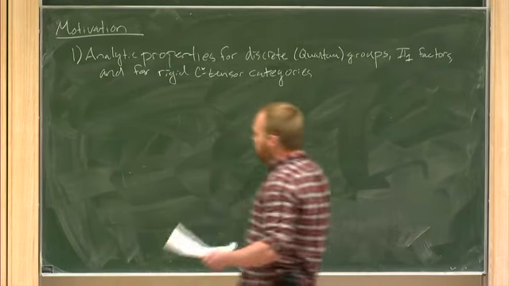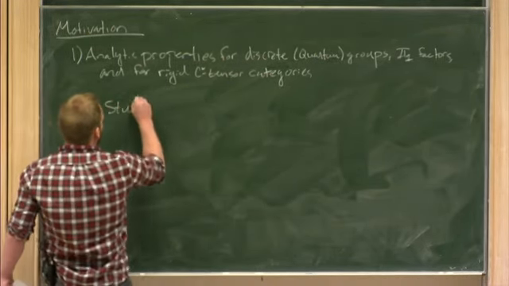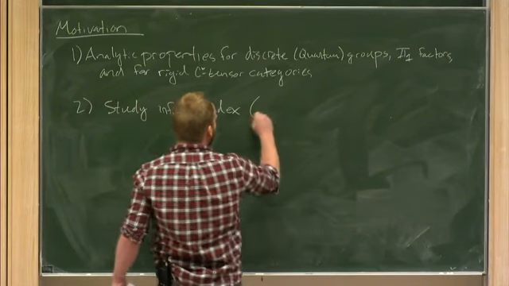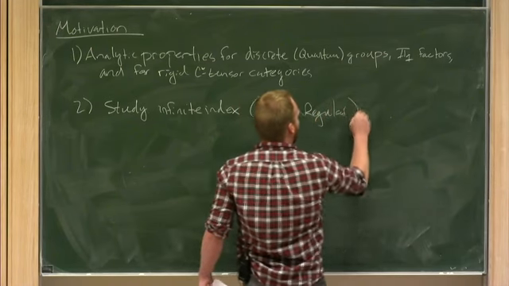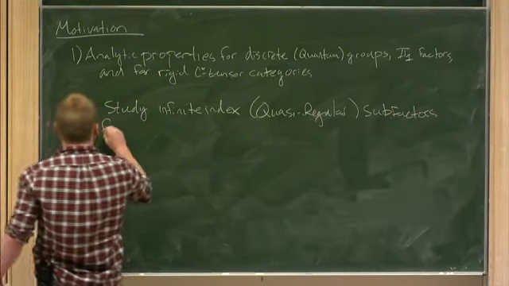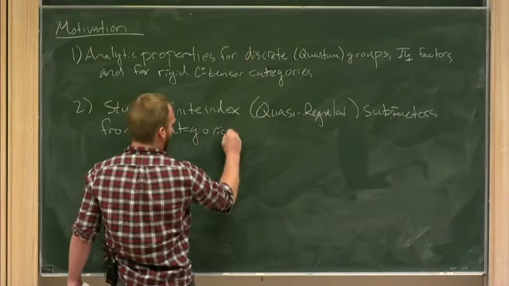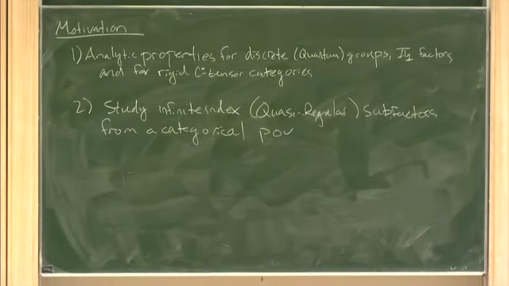Okay? Another motivation is to study infinite index subfactors, but in particular quasi-regular subfactors, subfactors from a categorical point of view, from a categorical framework. Okay, so this goes back to over here, where if you had this category of bifinite index bimodules and you had this Q-system, you had a finite index subfactor.